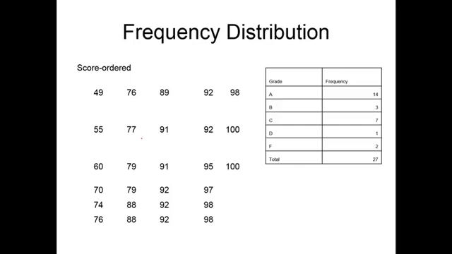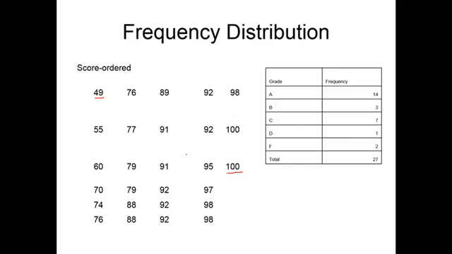This is a frequency distribution. These are test scores. I had 27 students take an exam. The one who made the lowest was 49. The one who made the highest was 100. I broke these up into a table.